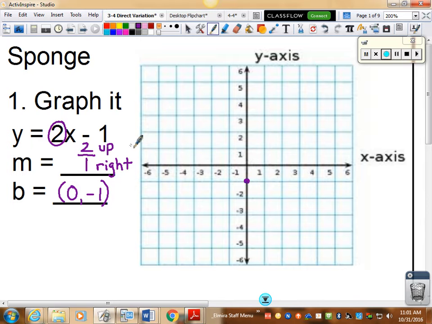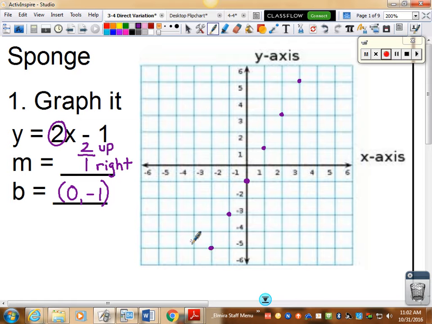And then we're going to follow the directions that we wrote for ourselves, which is to go up 2 boxes and 1 box to the right. Up 2 boxes, 1 to the right. Then we're going to follow that pattern backwards, down 2 boxes and 1 to the left to get some points on the other side.